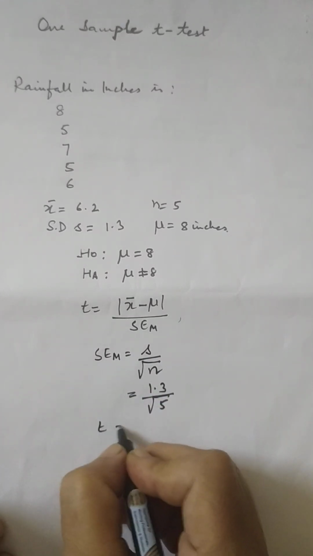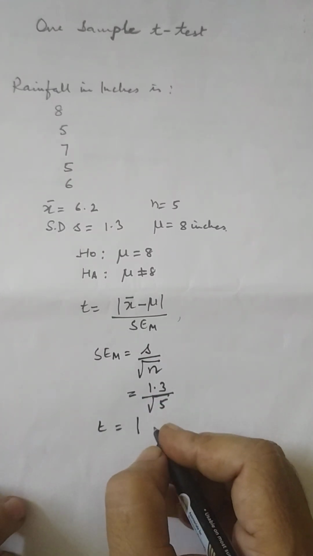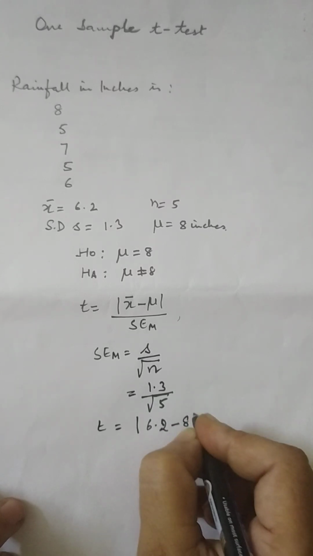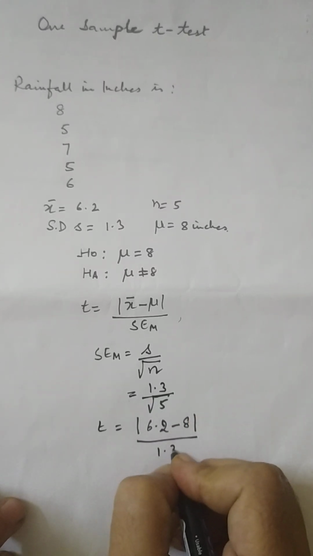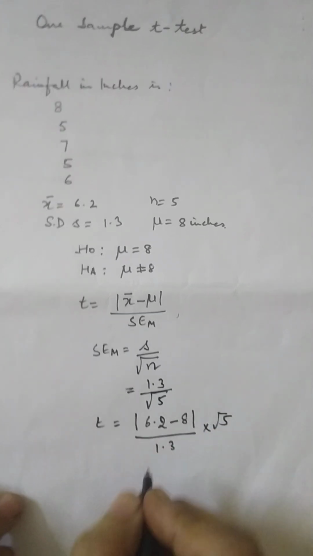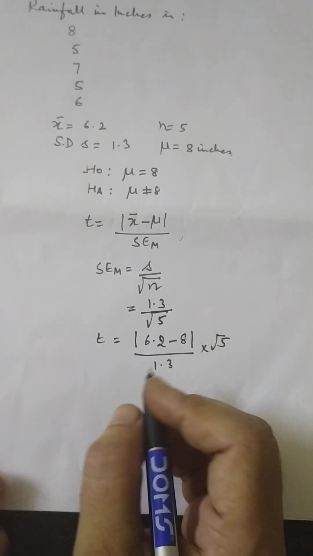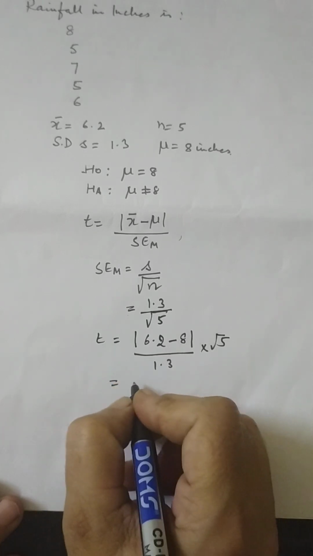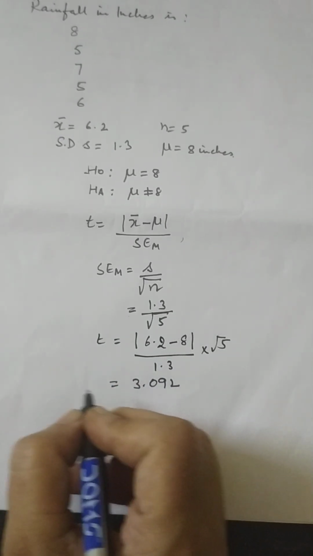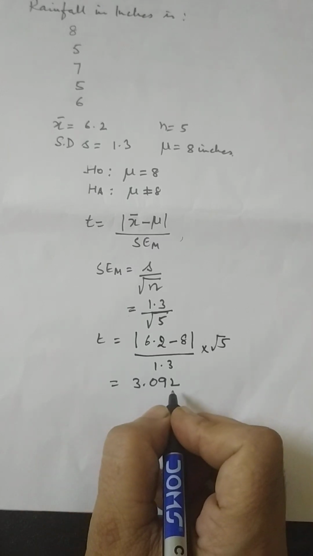So our t is the absolute value of 6.2 minus 8, divided by 1.3 divided by root 5. If we do the calculation, this comes out to be 3.092, right? So here the calculated t is 3.092.